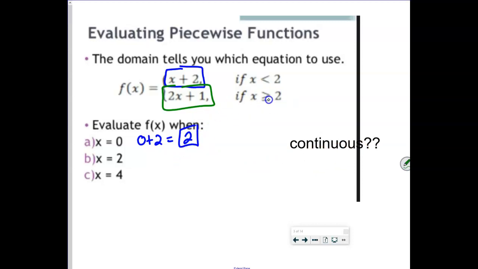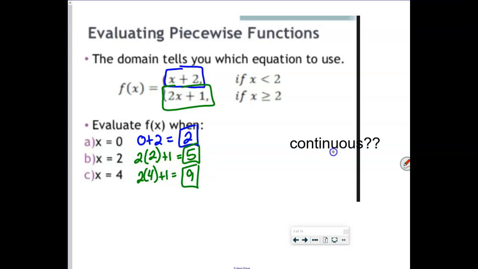Yes, that would fall into this bottom category. So we're going to be plugging in or evaluating in the bottom function this time. And that would be a 5. What about if x equals 4? Is that less than 2 or greater than 2? That would be the bottom function again, greater than 2. So 2 times 4 plus 1, which is 9.